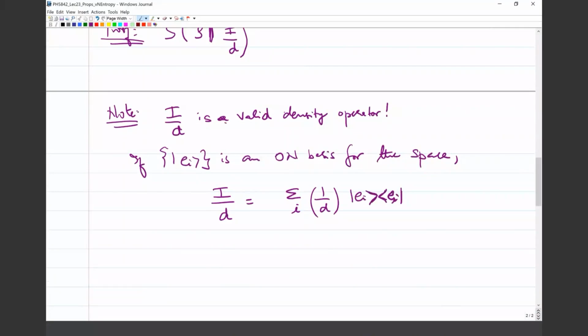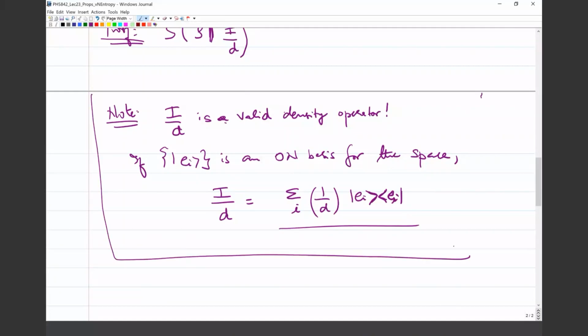And what is its trace? Well, its trace is 1 because this is essentially a diagonal representation. Identity is diagonal in any basis that you write it in. So if you take the sum of these diagonal entries, you get 1. So this is a valid density operator. This is just an aside to keep in mind.